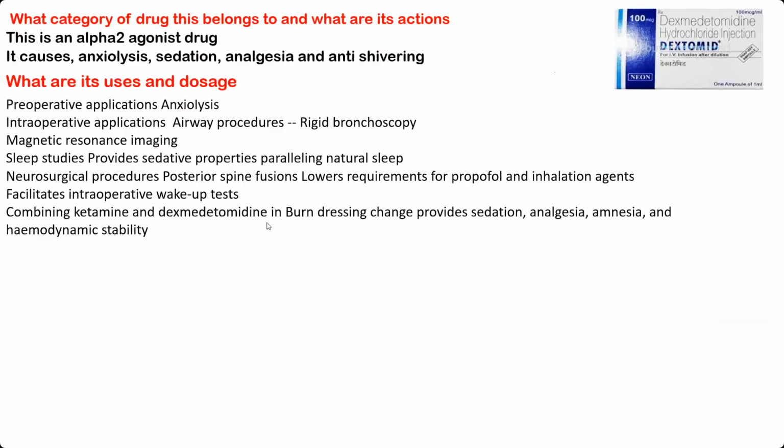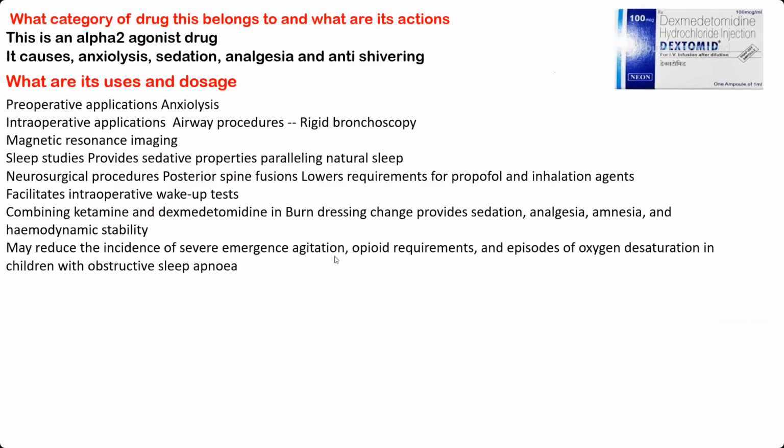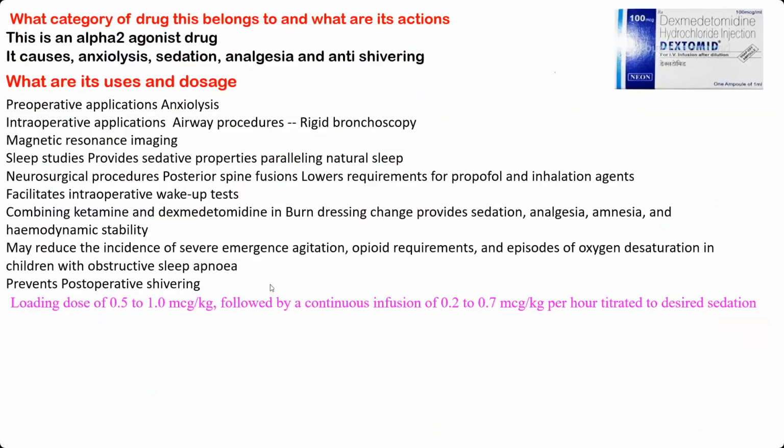Combining it with ketamine is a good sedation analgesia for burns dressing, and it reduces the emergence delirium or agitation, and reduces the opioid requirement, and also reduces the oxygen desaturation in obstructive sleep apnea, and prevents post-operative shivering. What about the dosage? This drug is given at the dose of 0.5 to 1 microgram per kg bolus, followed by infusion of 0.2 to 0.7 microgram per kg per hour, titrated to desired sedation.